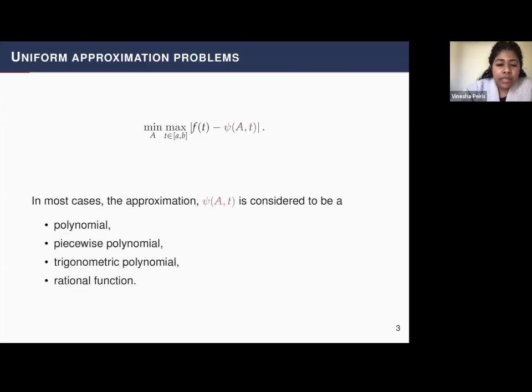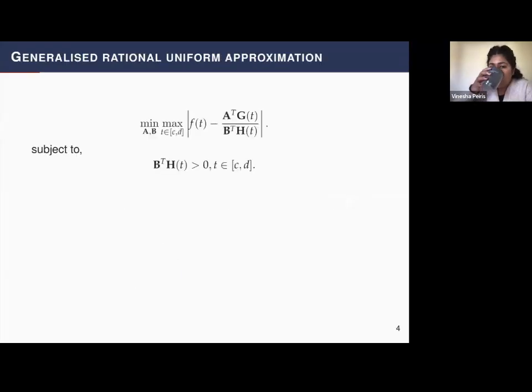This approximation here, psi of A, t, in many cases is considered to be a polynomial, piecewise polynomial, trigonometric polynomial, or a rational function. For this talk, we will be mostly looking at problems where this approximation psi of A, t is a rational function.